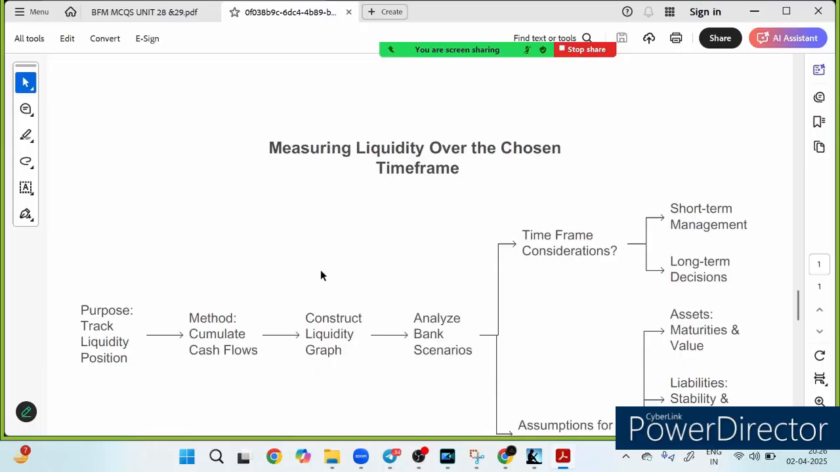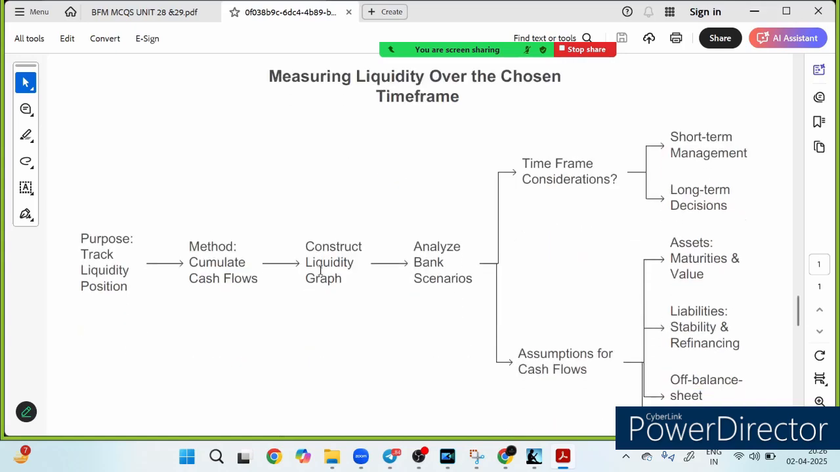So friends, let's dive into an important topic in liquidity management, that is measuring liquidity over the chosen time frame. Why is this important? Because the main purpose of this is to track the liquidity position of a bank or an institution over time. By doing so, the bank can ensure that they have enough cash flow to meet their obligations and make sound financial decisions.